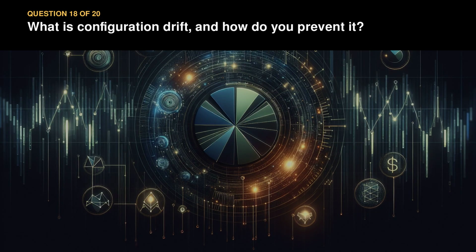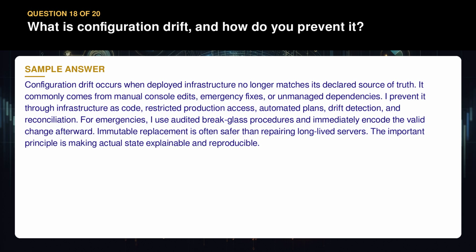Question 18. What is configuration drift, and how do you prevent it? Configuration drift occurs when deployed infrastructure no longer matches its declared source of truth. It commonly comes from manual console edits, emergency fixes, or unmanaged dependencies. I prevent it through infrastructure as code, restricted production access, automated plans, drift detection, and reconciliation. For emergencies, I use audited break glass procedures and immediately encode the valid change afterward.